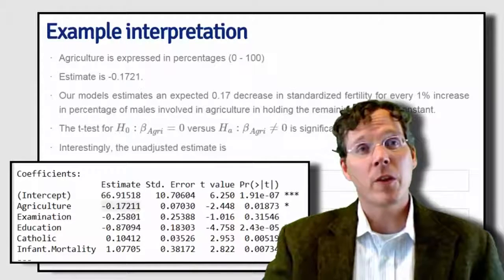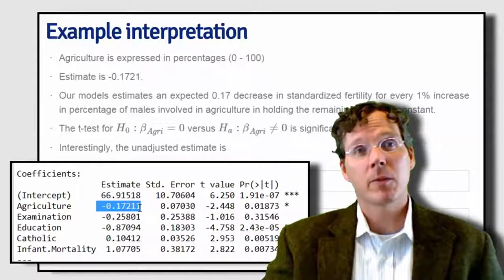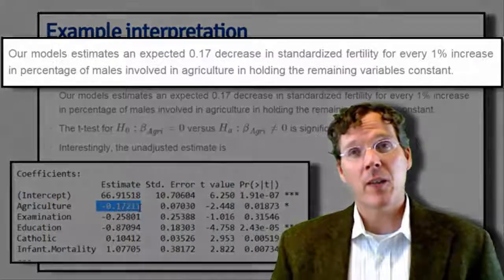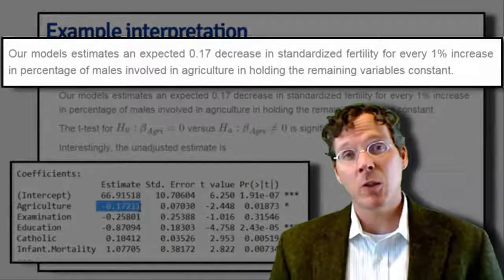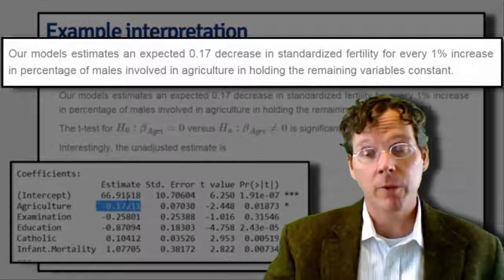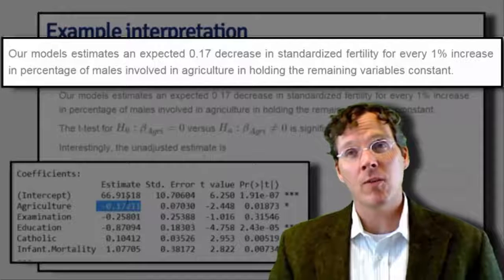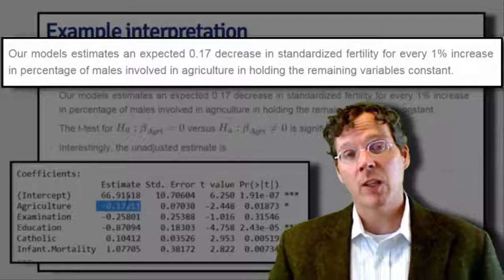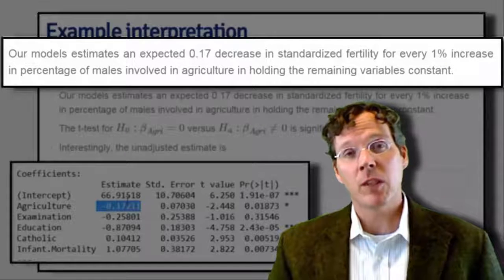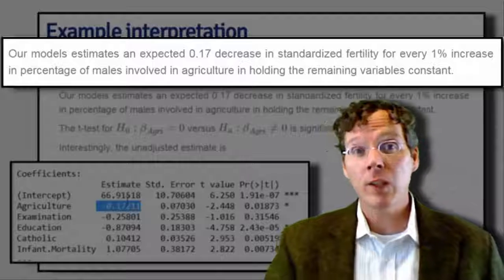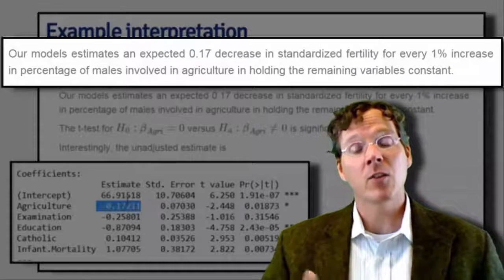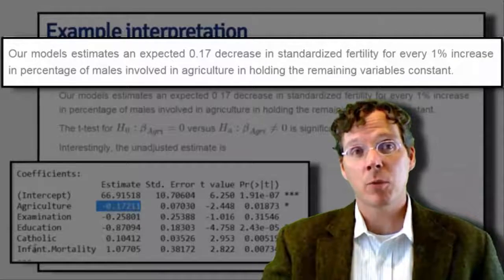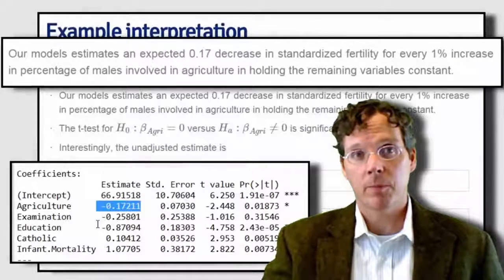So let's focus on this number, negative 0.17. This number is interpreted as the following. We expect a 0.17 decrease. Now, decrease because it's negative, right? So we expect a 0.17 decrease in standardized fertility for every 1% increase in the percentage of males involved in agriculture, holding the other variables constant. So that is interpreted as we hold examination, education, percent Catholic, and infant mortality constant.